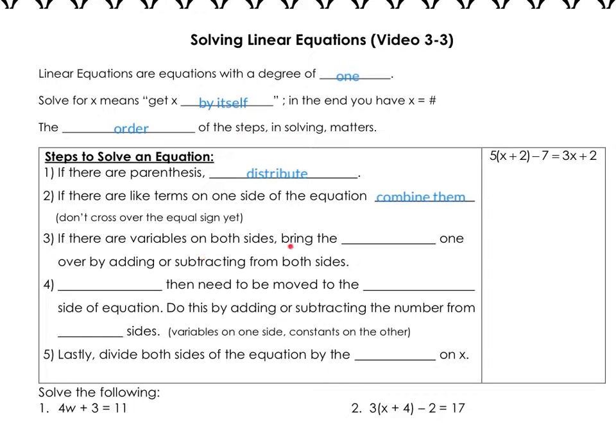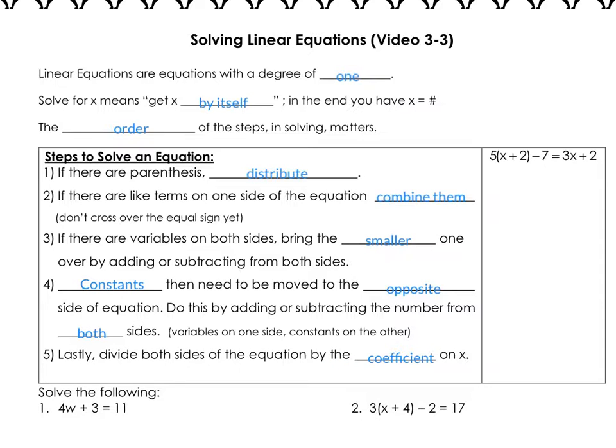Then if there are variables on both sides, we need to bring the smaller one over by adding or subtracting from both sides. Next, constants need to be moved to the opposite side of the equation. So we do this by adding or subtracting the number from both sides, which means we have variable on one side and then the constants on the other. Lastly, we divide both sides of the equation by the coefficient on x.